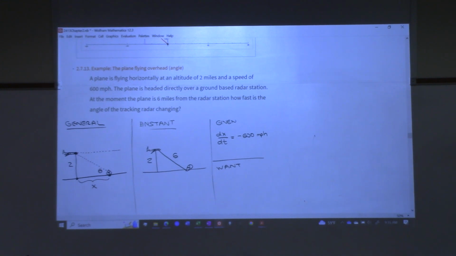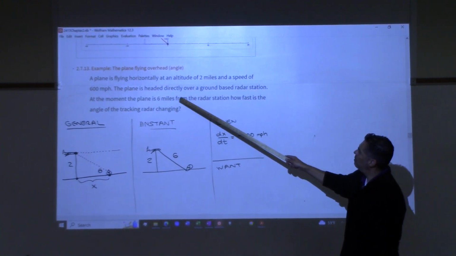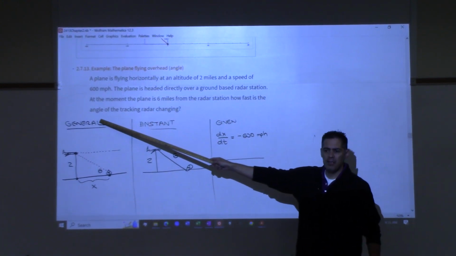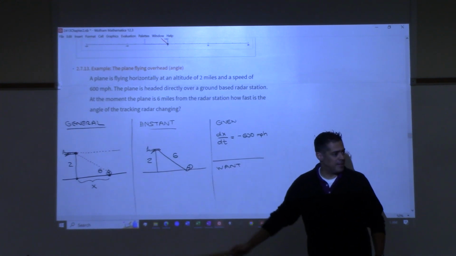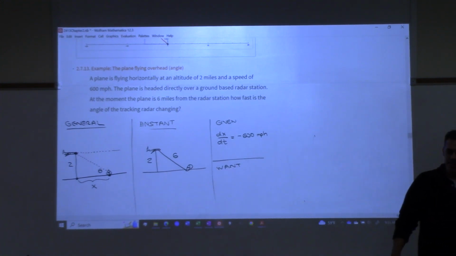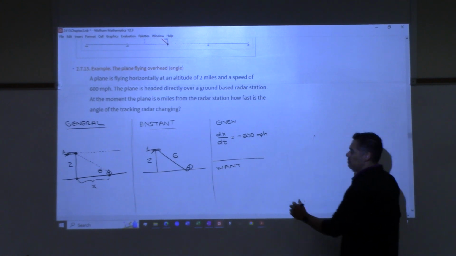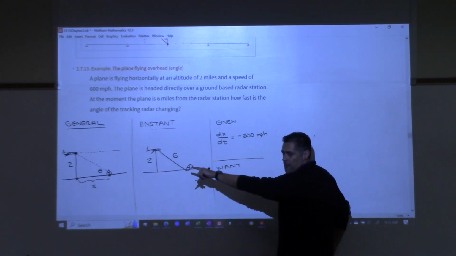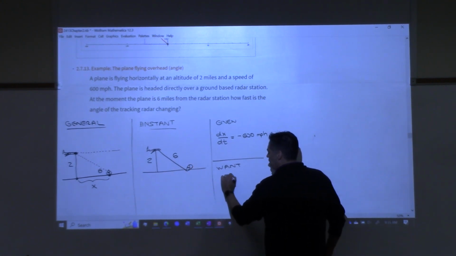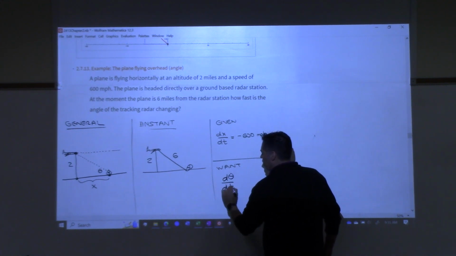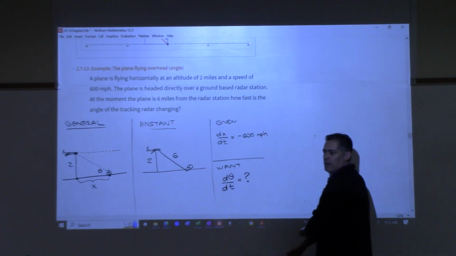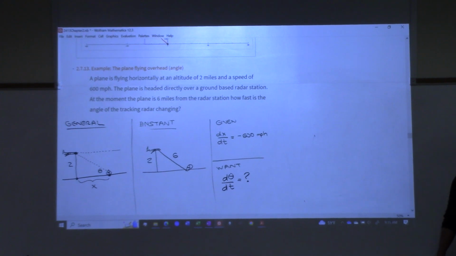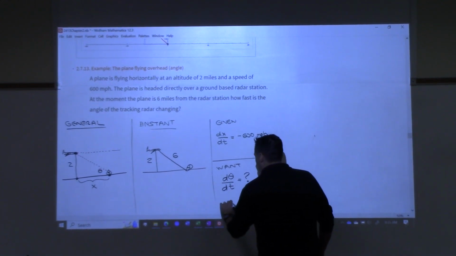What do I want to know? At the moment it's 6 miles. How fast is the angle changing? The speed of the angle. d theta, because we labeled theta over there, right? We want to know how fast that angle is changing with respect to time. That's what we want. What's d theta/dt? And when do we want it? Because it's a specific moment.